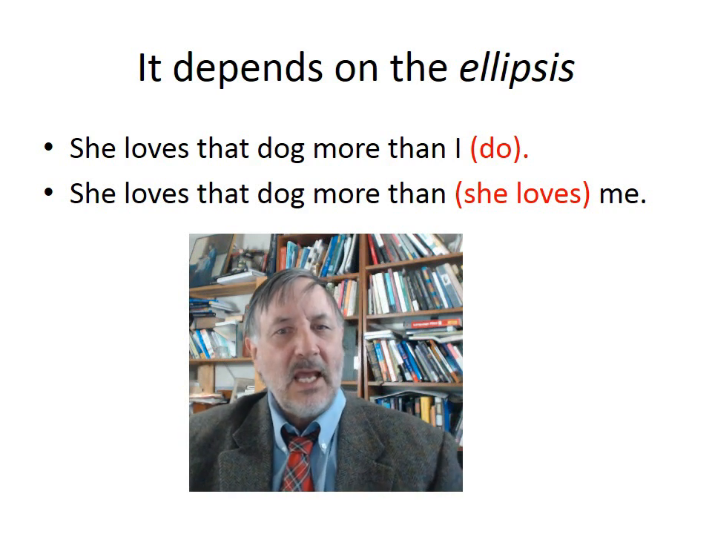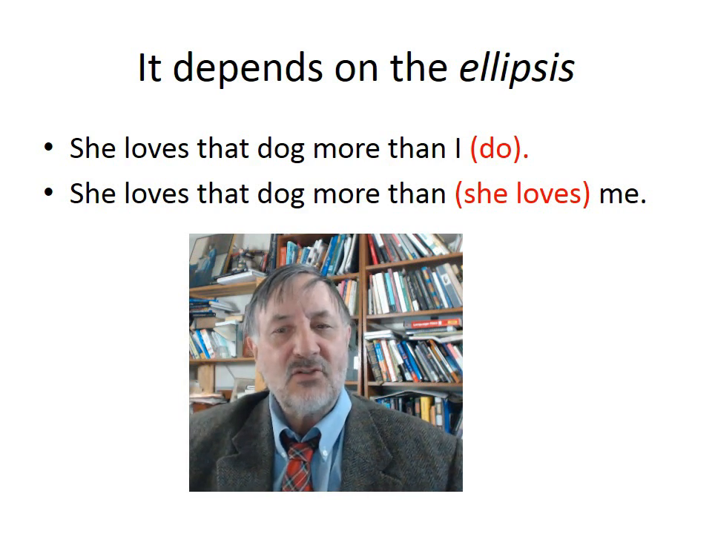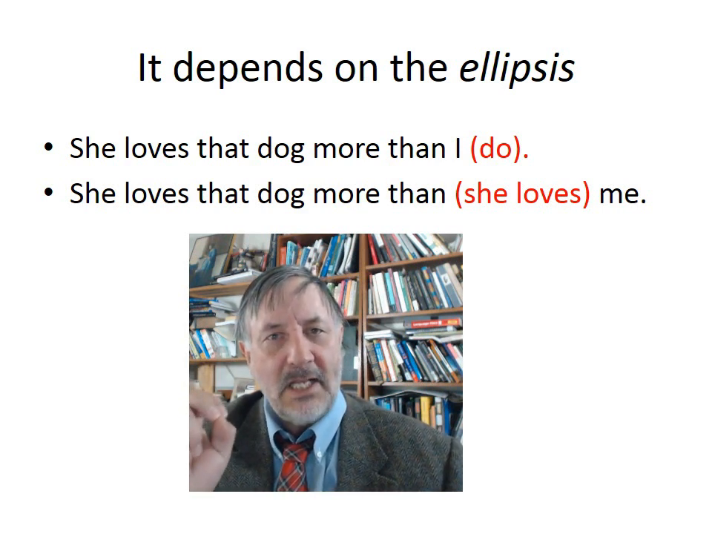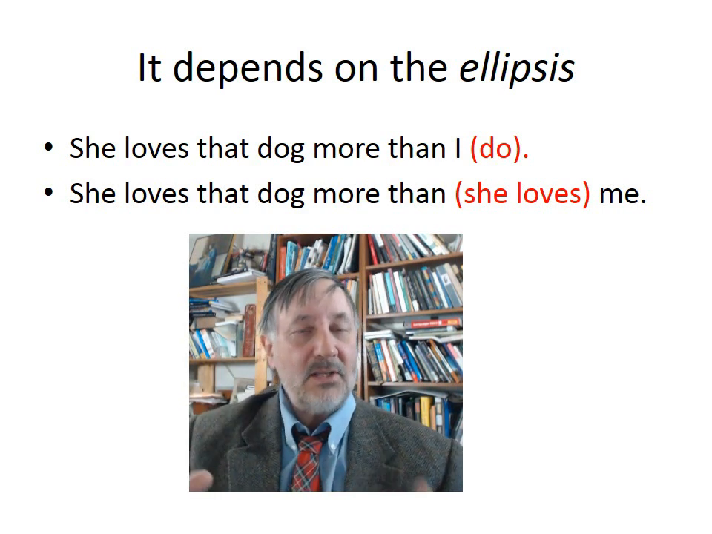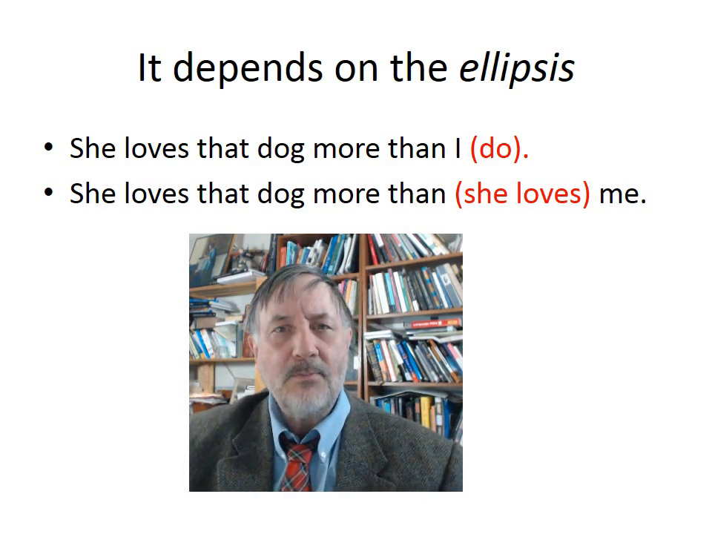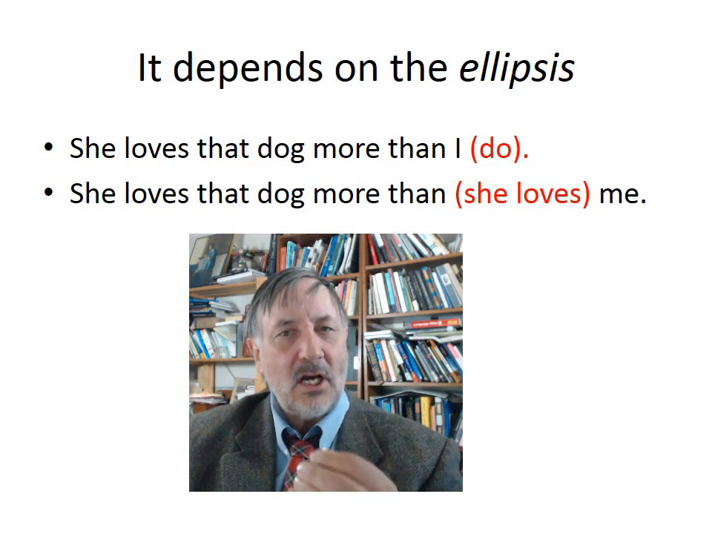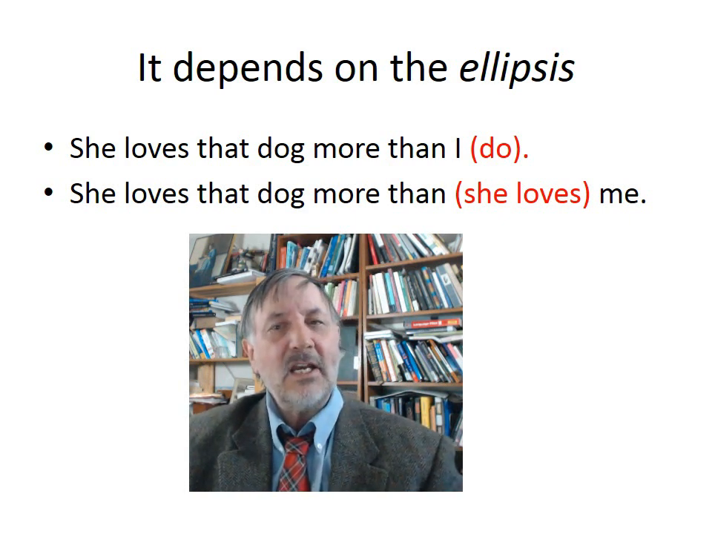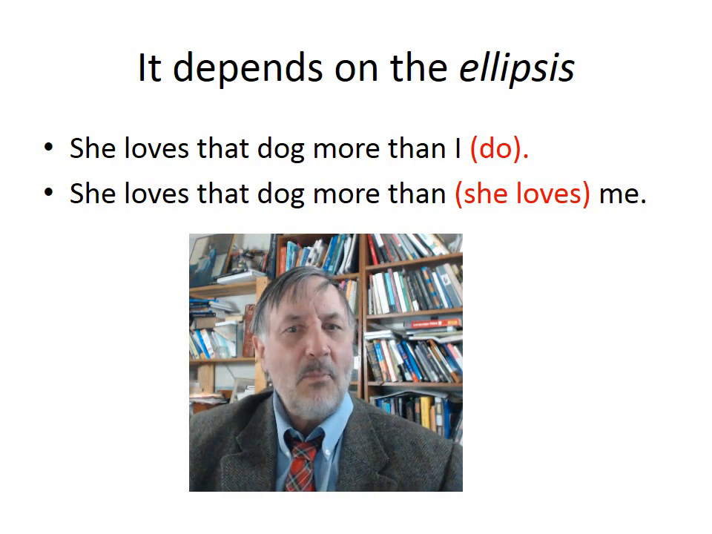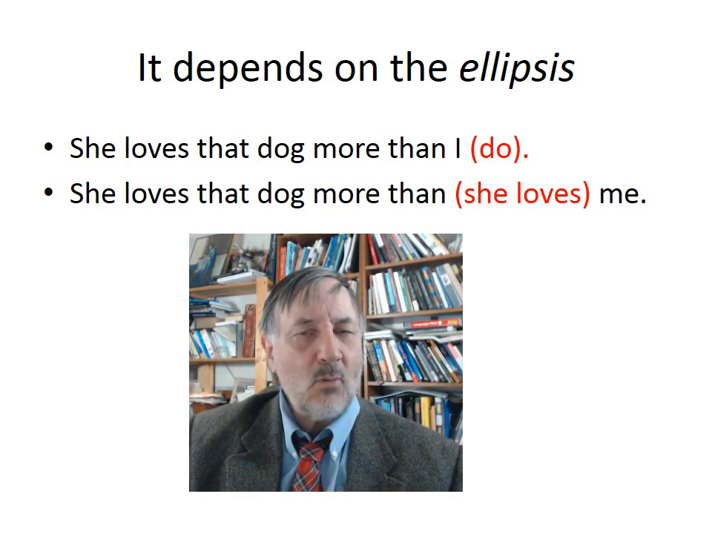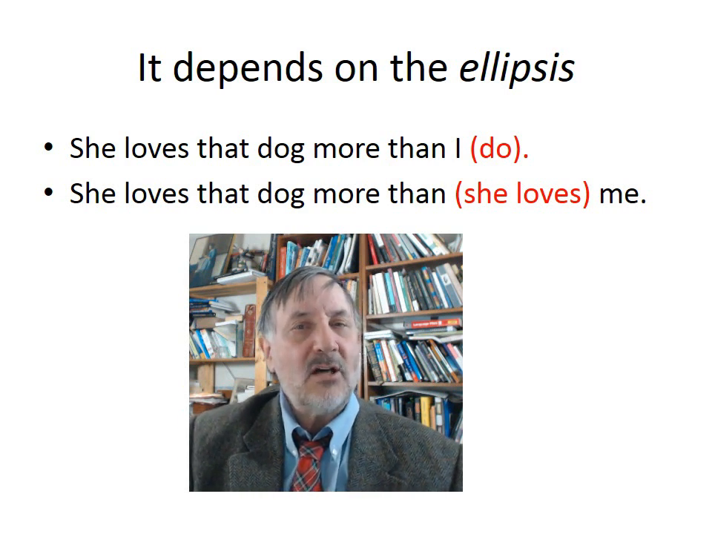For instance, above you'll see the sentence written out, with the verb that's left out in parentheses and highlighted in red: she loves that dog more than I do. If you're trying to say that she loves the dog more than I love the dog, then she loves the dog more than I. But if you want to say that she loves the dog more than she loves me, then you use the me form: she loves that dog more than me.